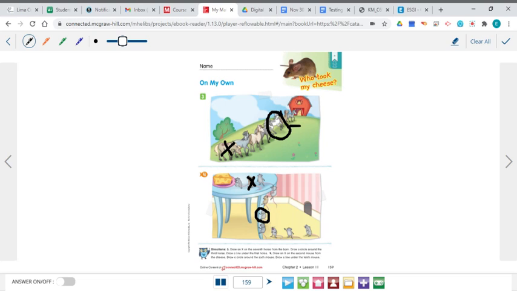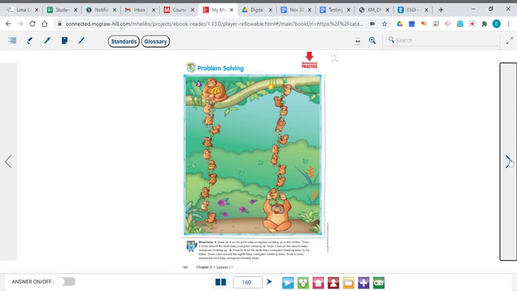All right, and the last direction for this one says to draw a line under the 10th mouse. So first, second, third, fourth, 5th, 6th, 7th, 8th, 9th, and there is 10th. And we're drawing a line under him. All right, are we good? Let's go ahead and turn the page for our last practice page.